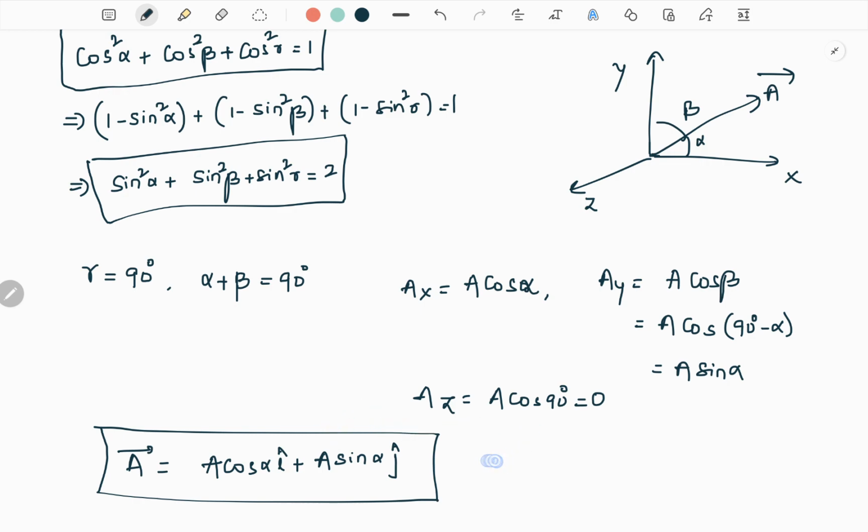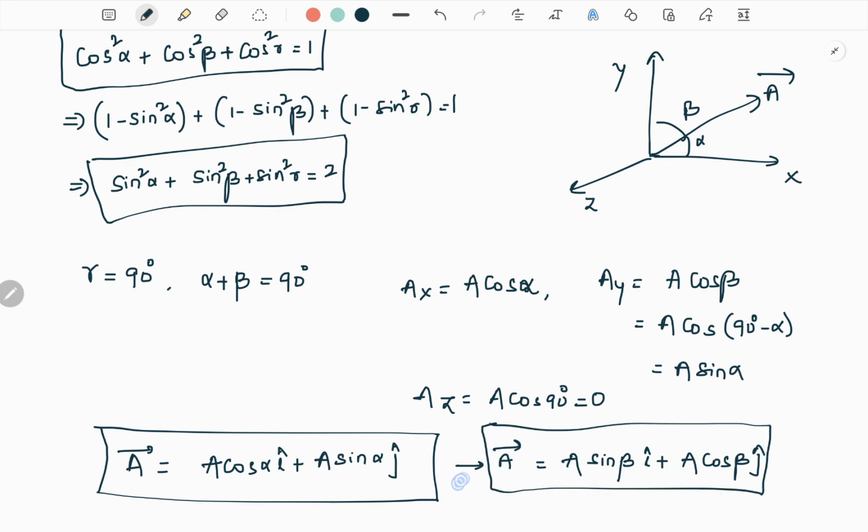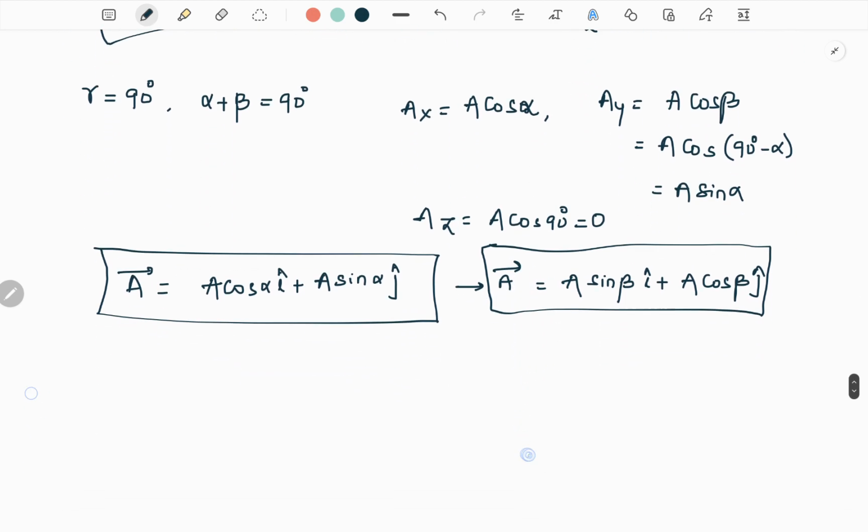Now in the same vector a bar, if we wish to represent it in terms of the angle made by it with the y axis, then we would get the x component as a sin beta i cap, plus the y component would come out as a cos beta j cap. The same vector could also be written like this. Okay, so now we have understood the resolution of a vector.